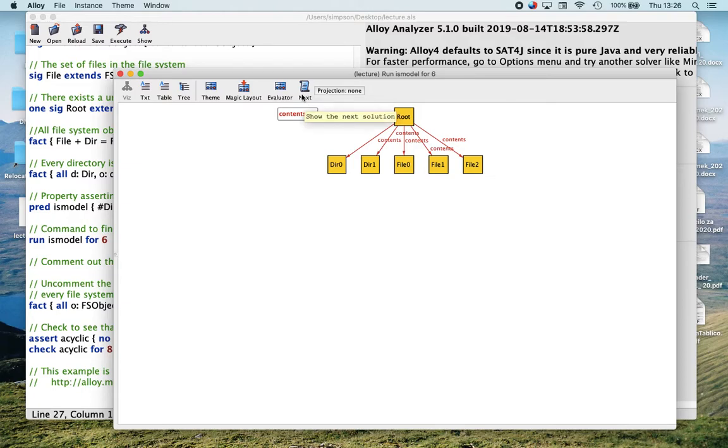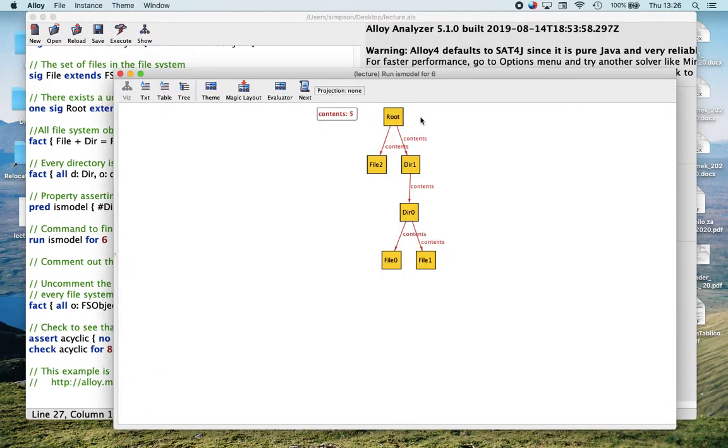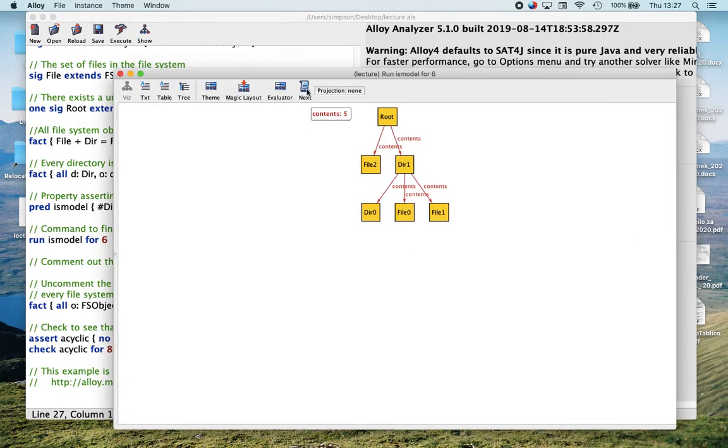We can look for more models. So once you've looked at one model, we're still running the same query, looking for a model with 3 files and 3 directories. But we can look for as many models as we want. So if we ask for the next one, then it continues the same search and gives us another one. So we've got a more interesting directory structure here. We've got a root, the directories are in a line like this, and the other two files are at the bottom. Let's just look at one more. Okay, and yet another structure of it.